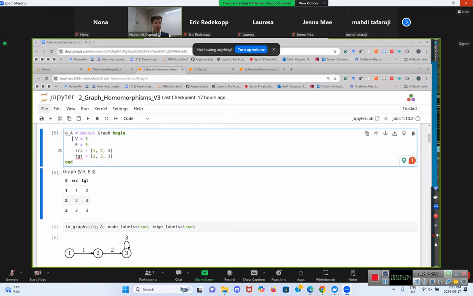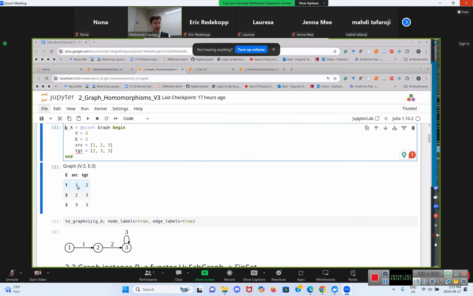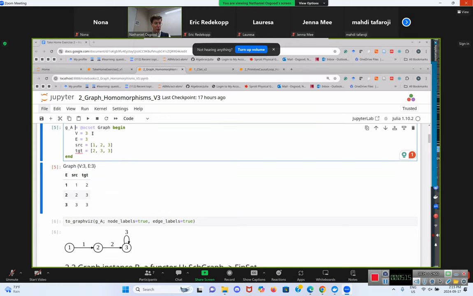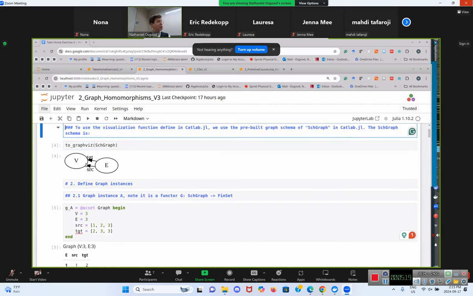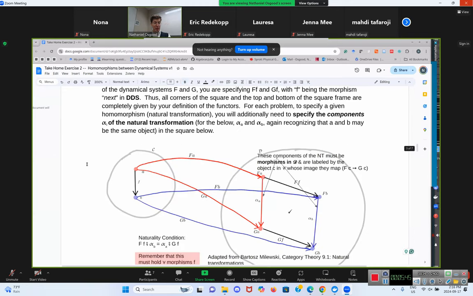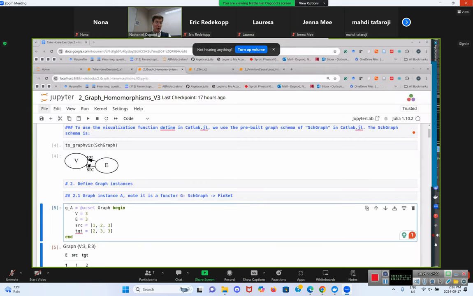In this case, like saying this V maps to a set with three elements. This E maps to a set with, well, here it's three elements as well. And source is a function from the set of edges to the set of vertices, right? That assigns for edge one, the source is vertex one. For edge two, the source is vertex two. And for edge three, the source is vertex three, right? You remember this? So this is an instance of this schema, right? We say it's an instance, like we might talk about a database instance. So these graphs were functors from a schema category into FinSet, right?